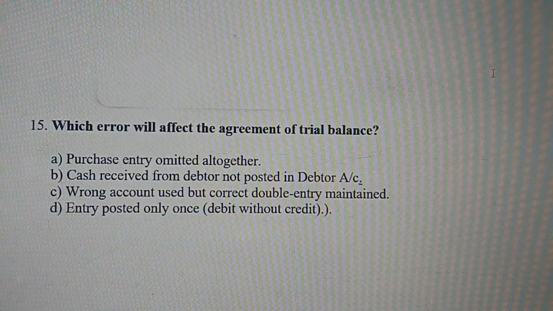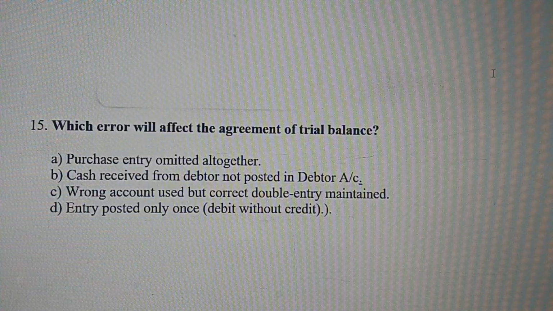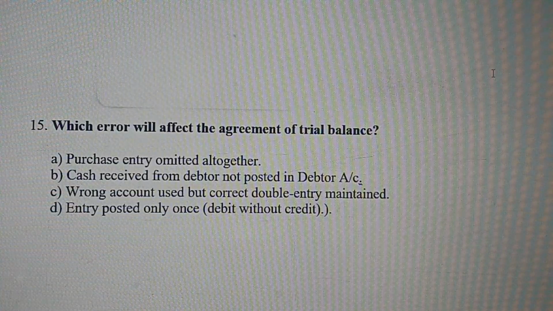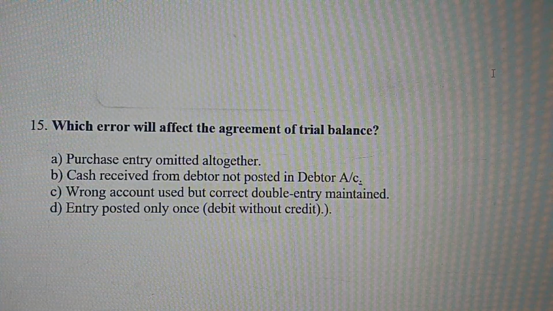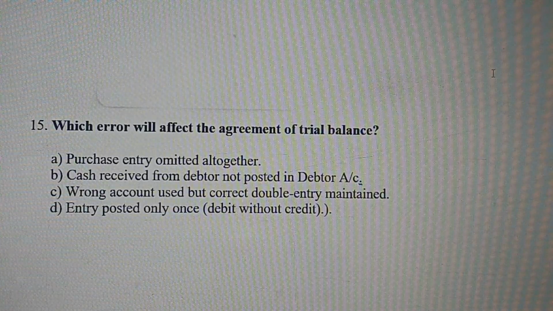Next question. Which error will affect the agreement of trial balance? Purchase entry omitted altogether, cash received from debtor not posted in debtor account, wrong account used but correct double entry maintained, entry posted only once.